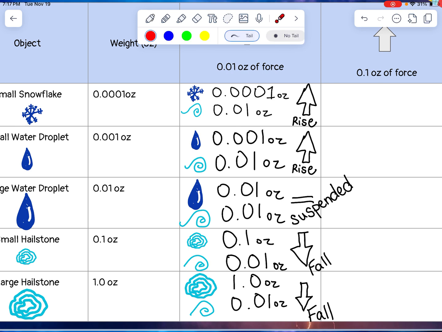So we would see that a little snowflake is going to rise. A little raindrop is going to rise. A large raindrop would stay suspended in the atmosphere. A small hailstone is coming down. And a large hailstone is definitely coming down.